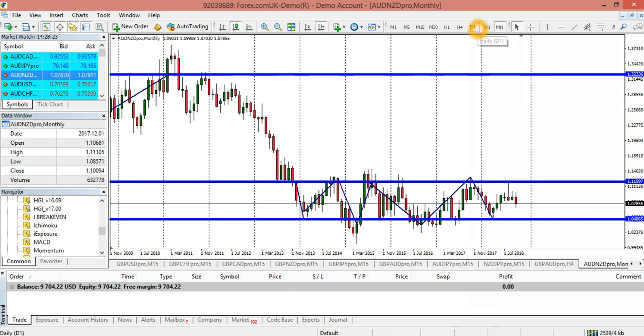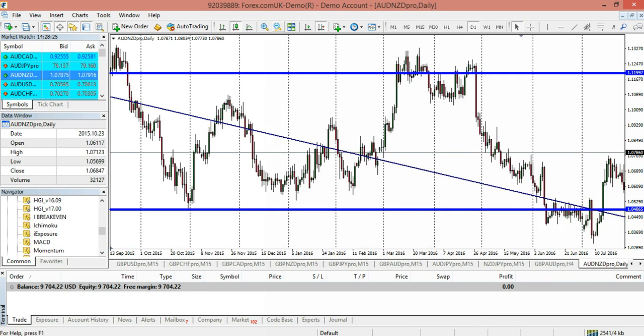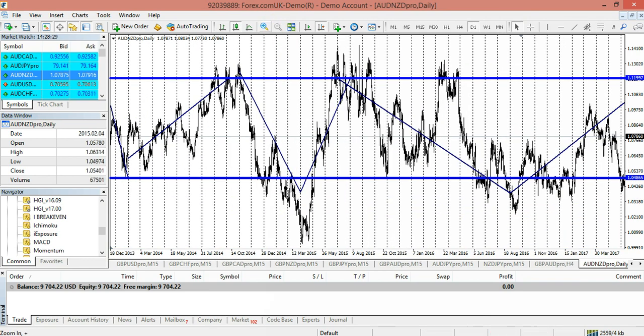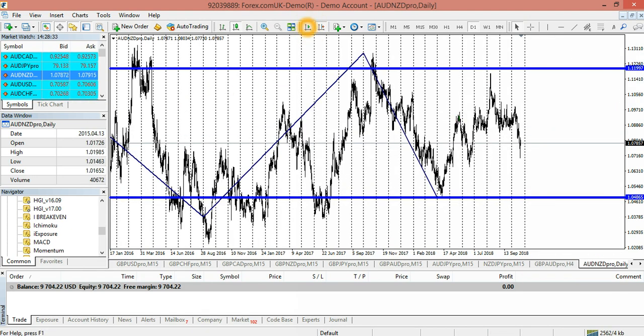Now, the truth is that if you bring this to a daily time frame, you can see the range at a greater scale, right? Down, up, and you can make all sorts of money just doing that. Okay, next currency pair.